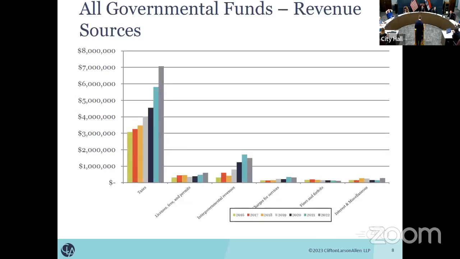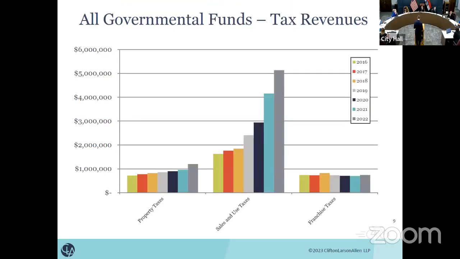So all governmental funds, revenue sources, just at a high level, where does your revenue come from? Again, this is excluding the water, wastewater, sanitation activities. Obviously, most of it's coming in through taxes of various types, about $7 million for this year, about a $1.2 million increase over the prior year. The other categories there: licenses, fees, and permits; intergovernmental revenues, or revenues that may come from other governmental sources, grants, primarily those sorts of things; charges for services, fines, interest, and miscellaneous. So obviously, nothing that you don't know, most of your money is coming in through taxes.